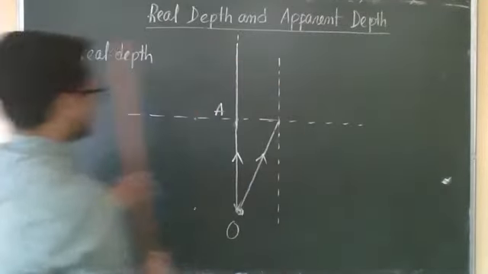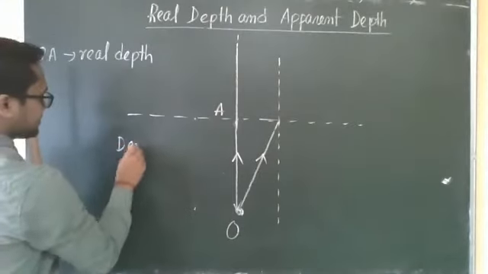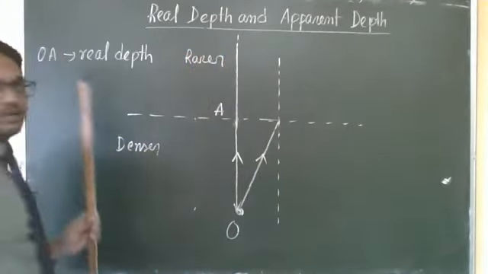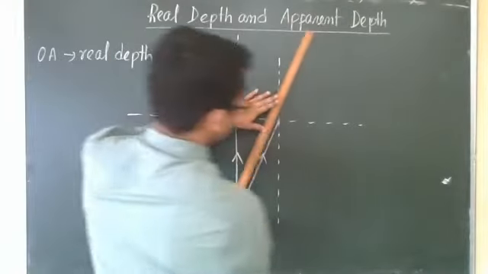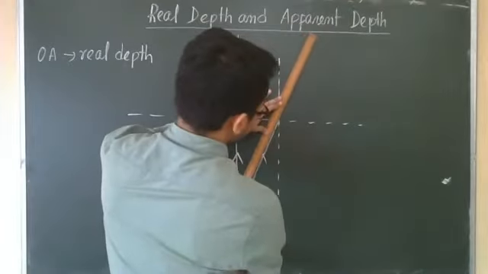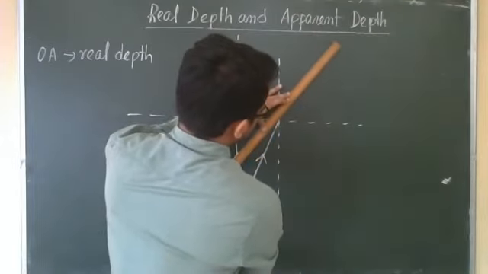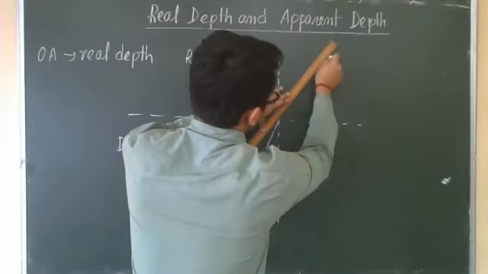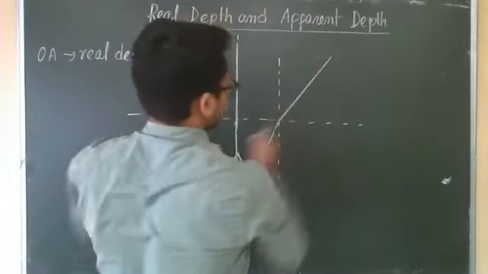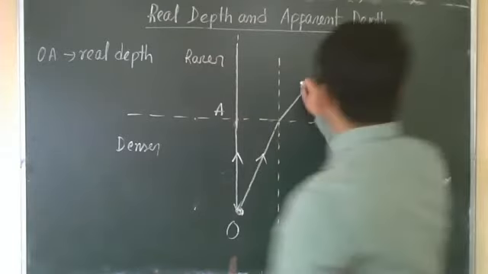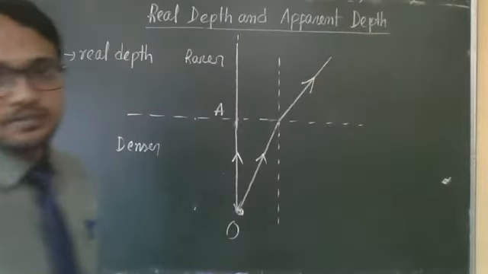Now it is going from denser to rarer. This is denser and this is rarer. So denser to rarer means it will bend away from the normal. This is the actual path, but it will go away from the normal. So it will go in this way.